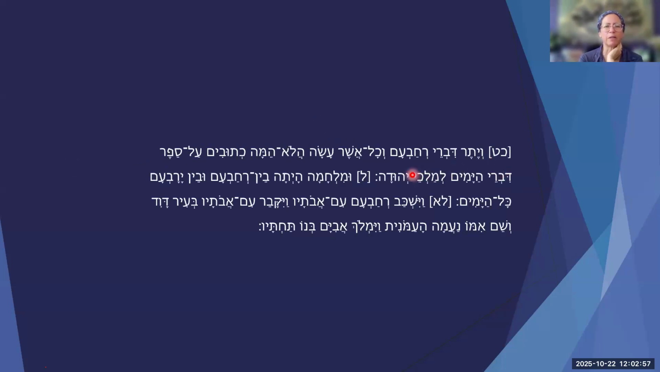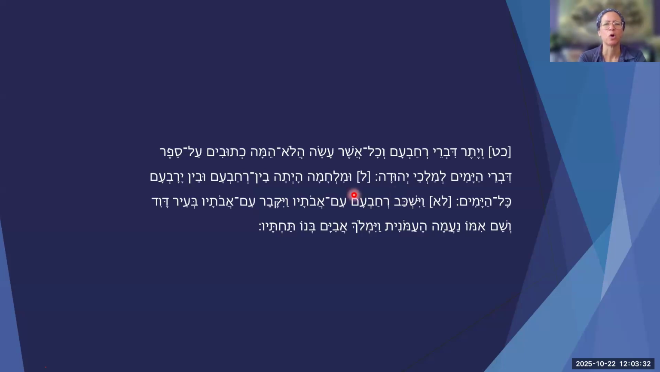V'yeter divrei rechavam v'chol asher asa halo hem ktuvim al sefer divrei hayamim l'malchei Yehuda, which is also a book that we don't have. Once again, it's not our Divrei Hayamim. How do I know this? Because Yirmiyahu wrote this, and Yirmiyahu was before Anshe Knesset Hagdolah who wrote Divrei Hayamim. Okay, so we're not talking about it, but similar to Malchei Yehuda, there was a Malchei Israel, there were royal annals of the southern kingdom, which we don't have. You want to read about Rechavam, you can go out on some archaeological expedition and find the book, and then you will know what happened.